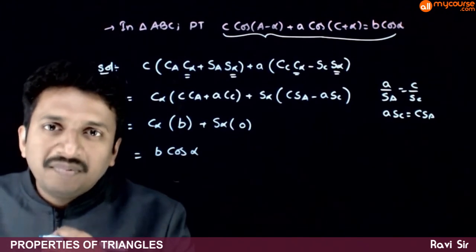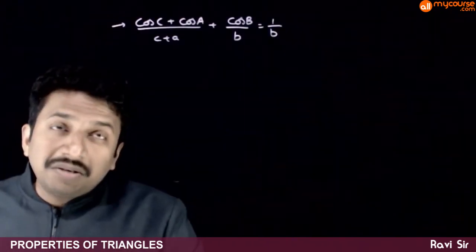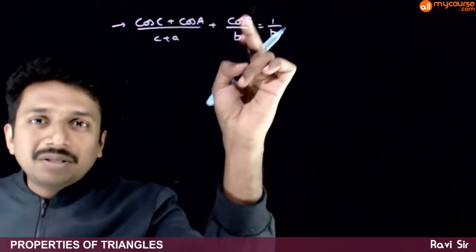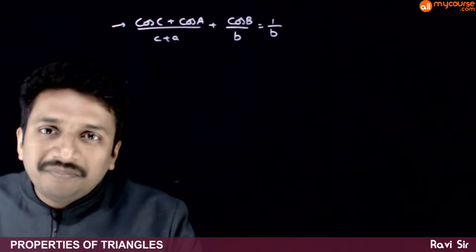Hence proved. Thank you. So in this question, you are asked to prove that (cos C plus cos A) by (C plus A) plus cos B by B is equal to 1 by B.